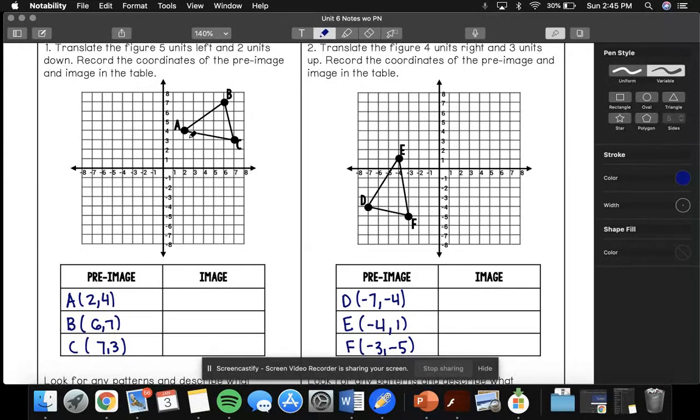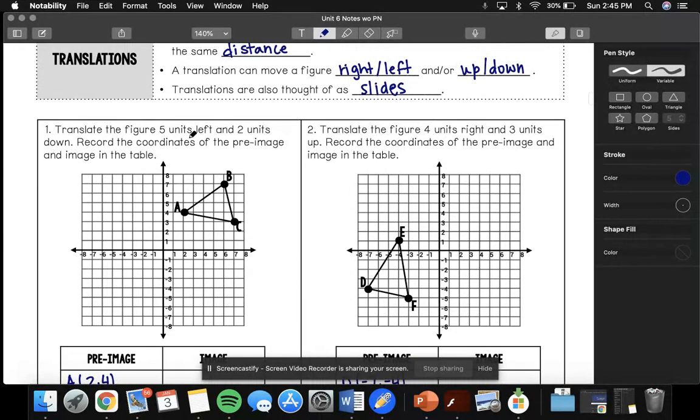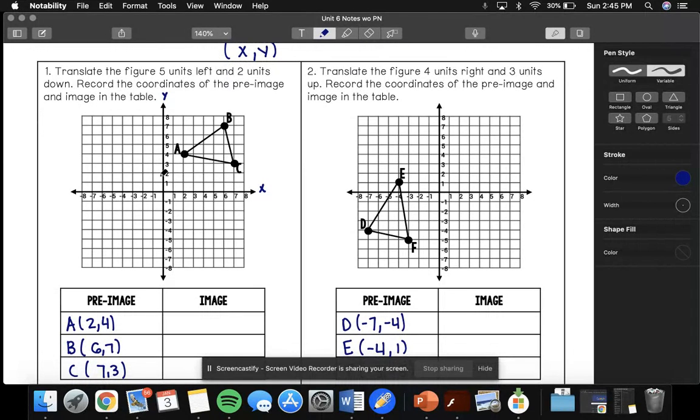Now, I want you to keep in mind, we've been doing slope for a while, but ordered pairs are just x, comma, y. So we move on the x-axis, and then we move on the y-axis. Okay, so this is not slope. This has nothing to do with slope.